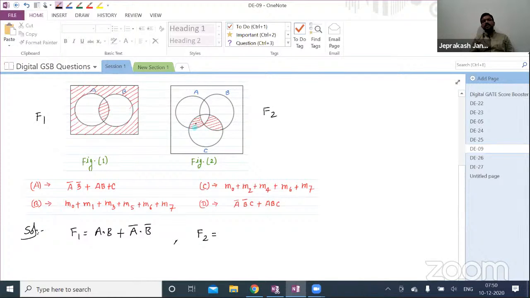Just tell me the term corresponding to this shaded region. Yeah, Priya, you have to consider the other variable also. You forgot to take one more variable. Most of the students are taking only 2 variables, but here we have to consider 3 variables. Just observe here. A circle is this one, C circle is this one, right? B circle is this part, and we are not considering this part.